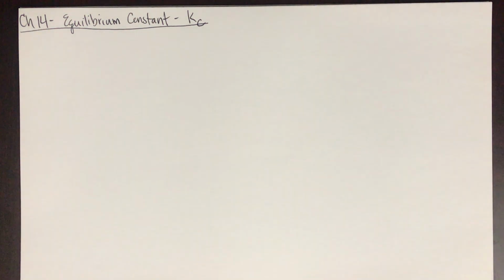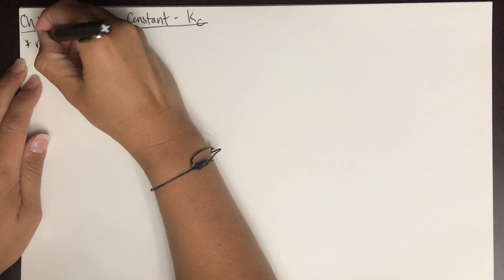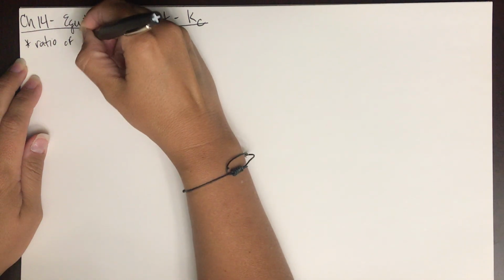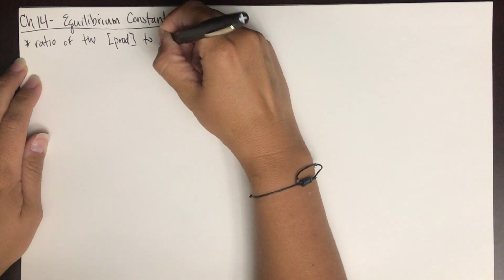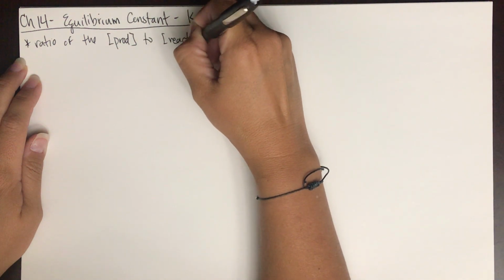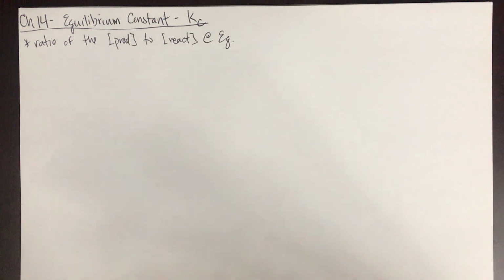All right, so let's talk about something called the equilibrium constant. The equilibrium constant is the Kc. The Kc is a ratio of the concentration of products to the concentration of reactants at equilibrium. So what does that mean?